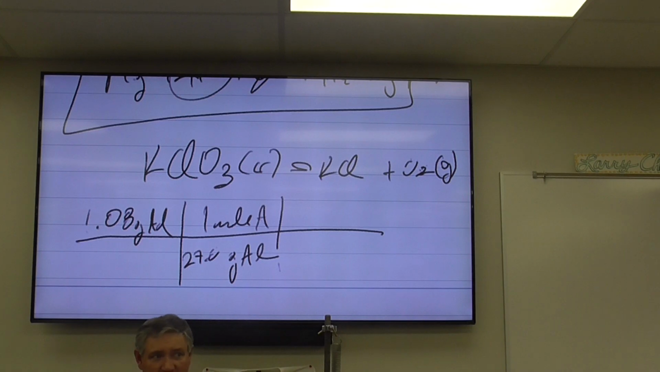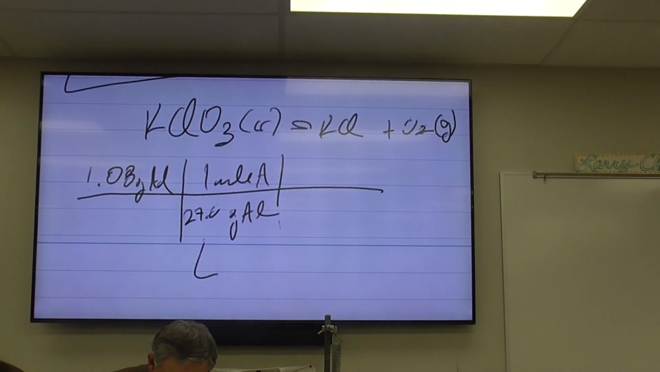So you've gone to the periodic table, you've done this. Now, let me give you a quick refresher. If you have 1 mole of aluminum, you have 27 grams. How many aluminum atoms are in that 1 mole? 6.02, Avogadro's number, 6.02 times 10 to the 23rd.